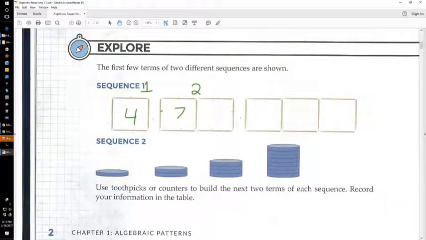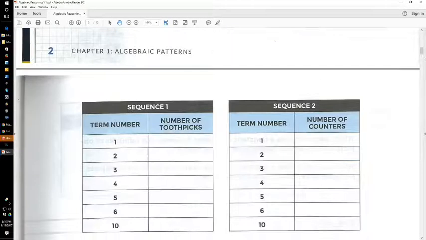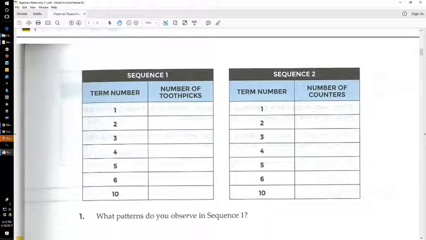All right, for number 3, there are 1, 2, 3, 4, 5, 6, 7, 8, 9, 10. 10 toothpicks. So for item 1, there are 4. For number 2, there's 7. And for number 3, there's 10. So skip down to the next page real fast. Scroll down to the next page, and we're going to fill in this sequence real quick. So for number 1, there were 4. Number 2, there were 7. And number 3, there were 10.